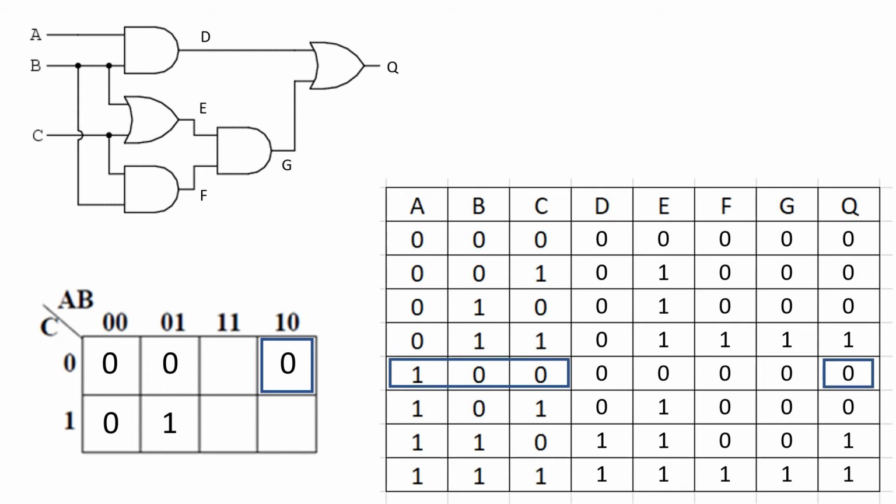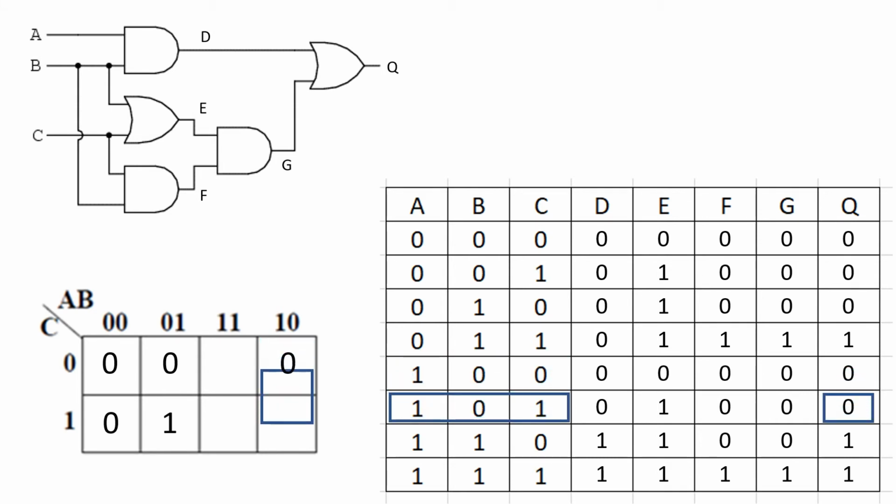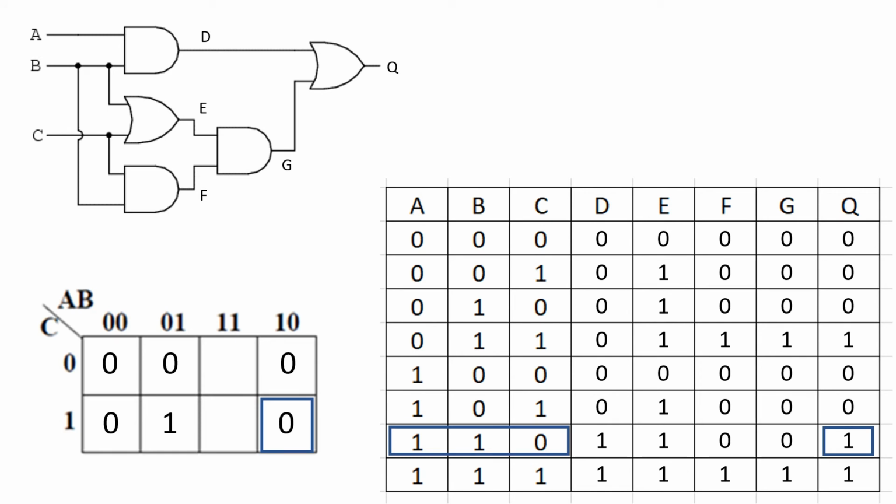And then A is 1, B is 0, C is 1 is actually this one. And we put a 0 in there as well. We've only got 2 more to go. And this is A is 1, B is 1, C is 0, which is this one here. Got to make sure you put them in the right squares. We put a 1 in there.